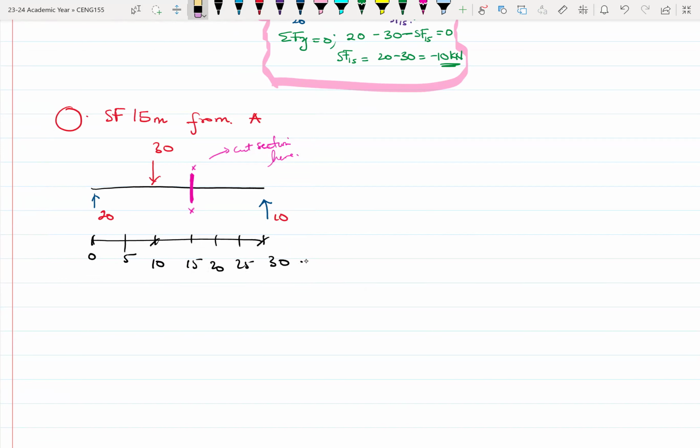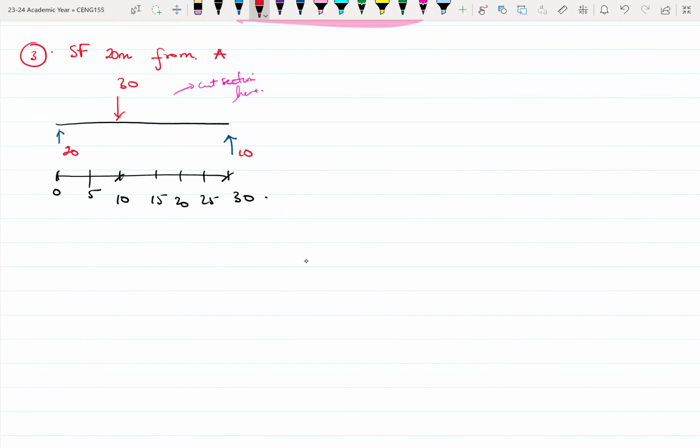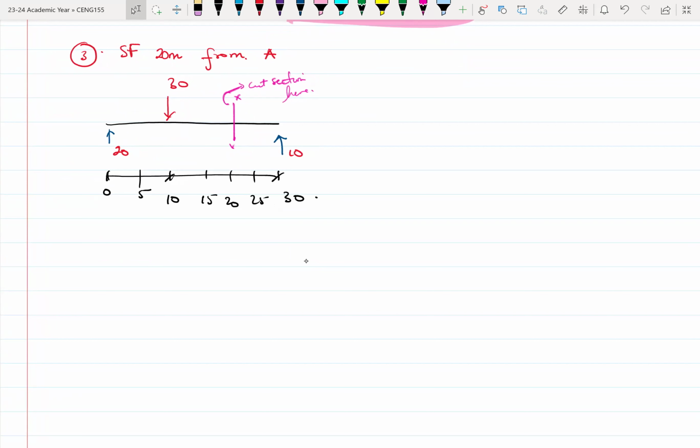Let me take you out. Okay. So 20 meters from A, that is 3. So 20 meters from A will be here. So we cut the section along this side. Again, we are dealing with the whole.